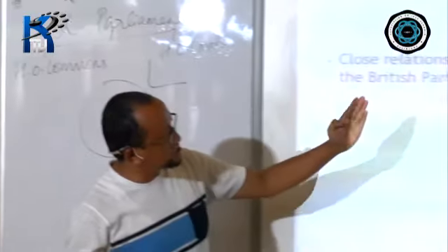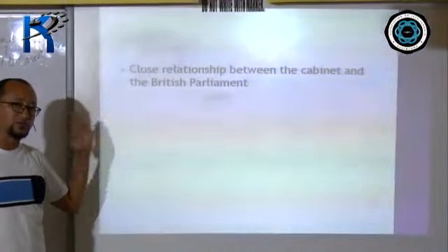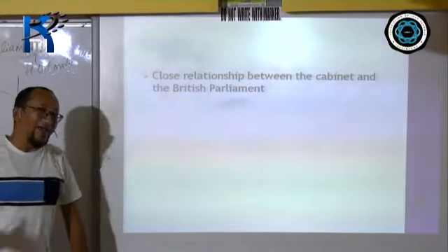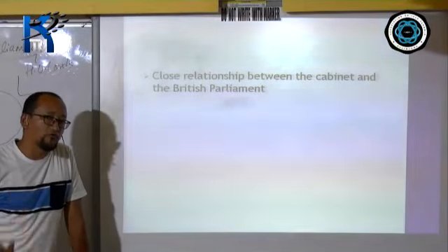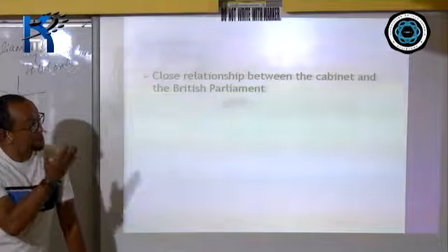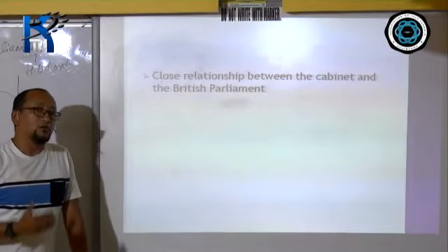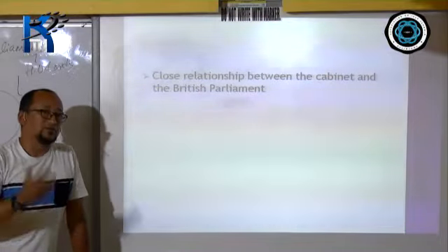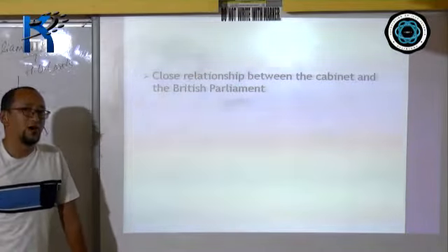I hope this is all right with you. So there is a close relationship between the cabinet and the British Parliament. Just to add here, if ever a vote of no confidence is passed against these cabinet members, they are all supposed to resign. That means the House would collapse. That is primarily the House of Commons.